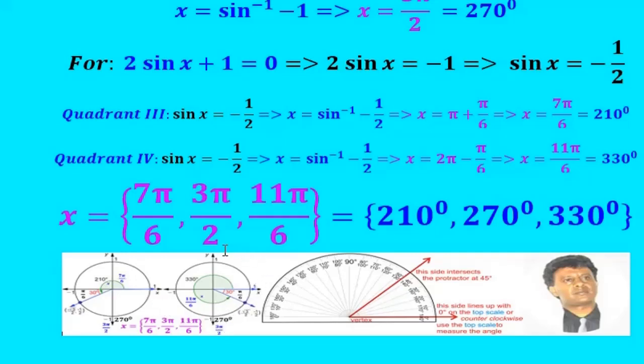Then it is in the fourth quadrant, 11 pi over 6, which is in the fourth quadrant with the reference angle pi over 6, that is 30 degrees, and that's why it is 2 pi minus pi over 6, which is 360 degrees minus the reference angle 30 degrees, which is 330 degrees.